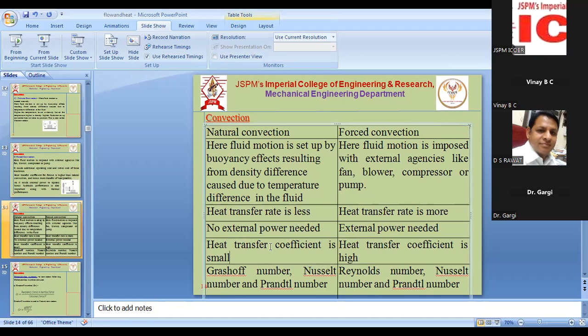Why is the heat transfer less? Because the convective heat transfer coefficient is less in natural convection. Why is heat transfer more in forced convection? Because the heat transfer coefficient is higher. So let us see now which dimensionless parameters are related here. Grashof number, Nusselt number, and Prandtl number in natural convection. In forced convection, instead of Grashof number, there is Reynolds number, then Nusselt number, the same, and Prandtl number.